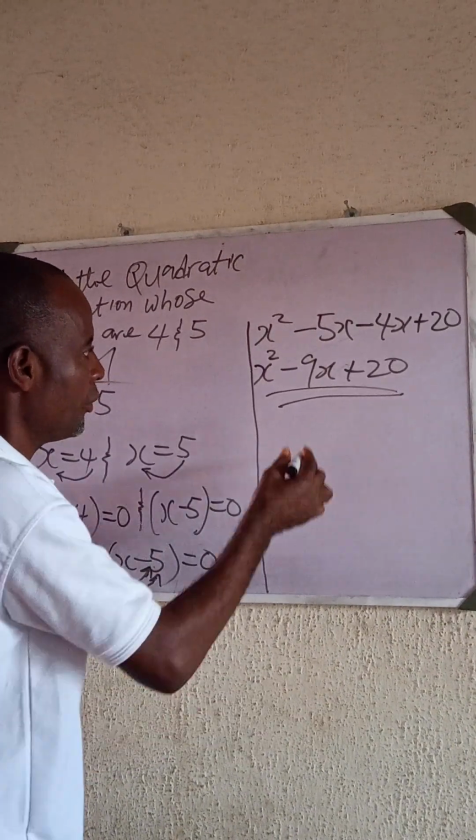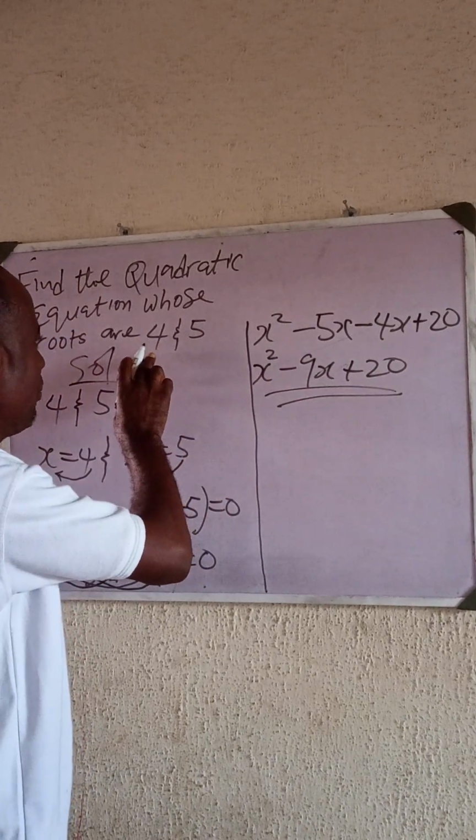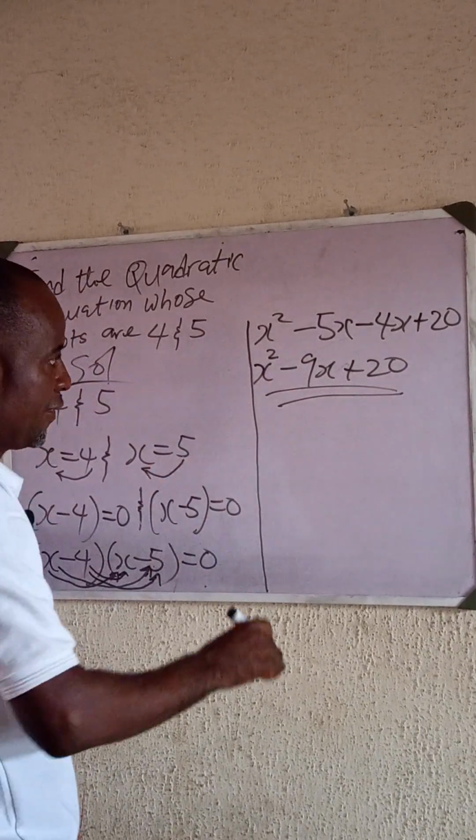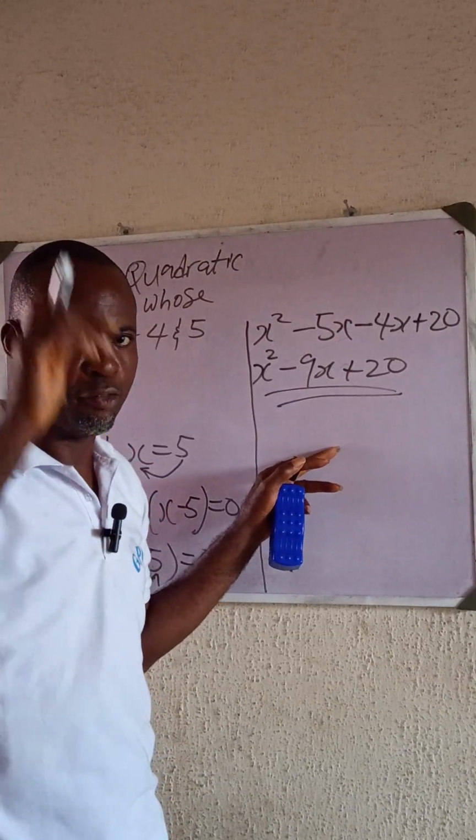If you doubt it, when you solve this quadratic equation now, you arrive at the possible answers as 4 and 5.